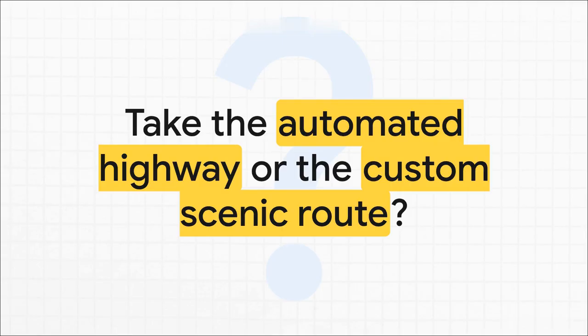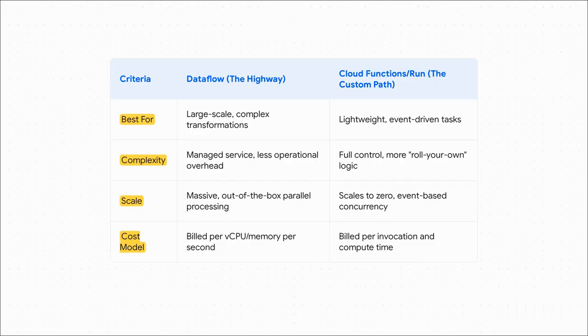This decision is a big deal. It impacts your cost, your complexity, and your performance. Let's break down these trade-offs. On the left, you've got Dataflow, our managed highway. It's absolutely perfect for those really complex, large-scale jobs where you need massive parallelism but you don't want to manage any servers.